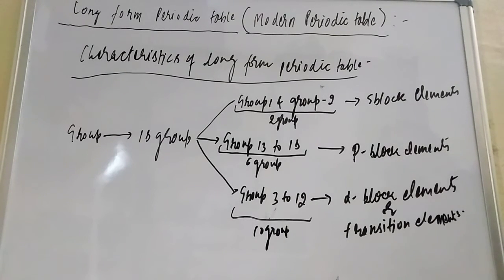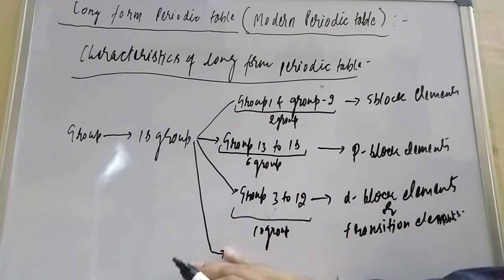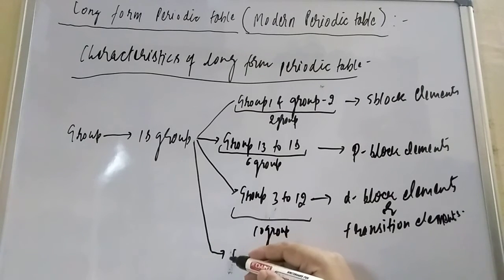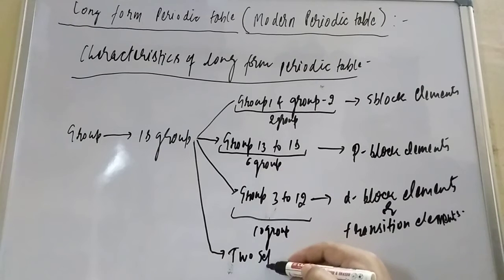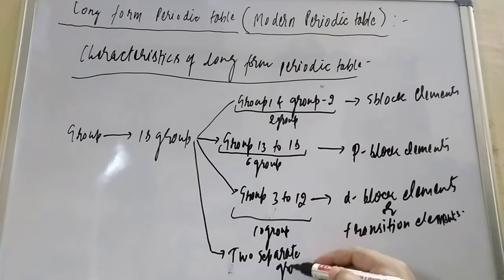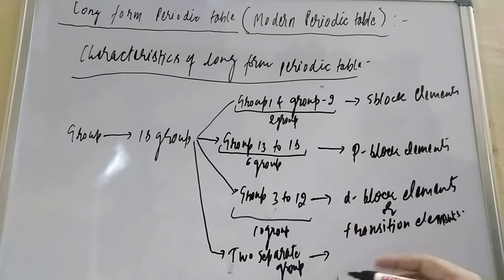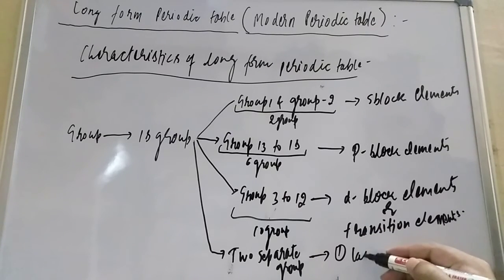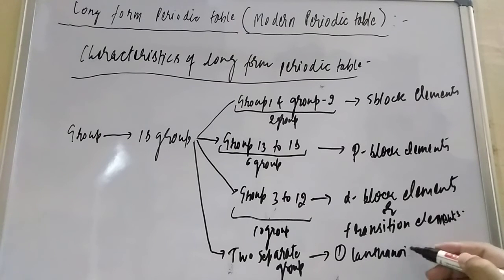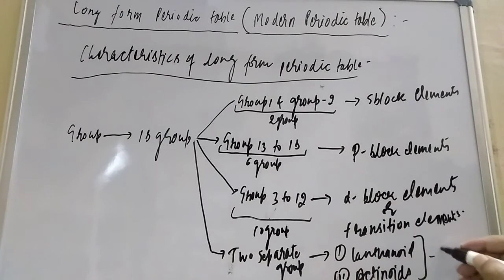Now one more block is there, student, that is two separate groups. Here I am writing two separate groups. And where are the two separate groups, student? At the bottom of the periodic table. They are known as what? One is the lanthanoids, and another is the actinides. These lanthanoids and actinides are known as F block elements.